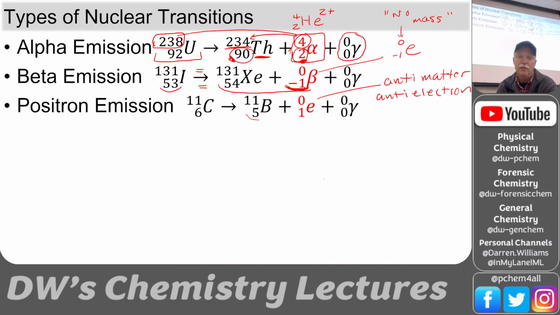And so again, 5 plus 1 equals 6. And then the electrons, whether they're beta particles or positrons, have 0 nucleons associated with them. So 11 equals 11. And so this is what we have for positron emission. And you think, well, that seems strange, but have you all heard of positron emission? Yeah, positron emission tomography. This is a scanning technique that we use in medicine.